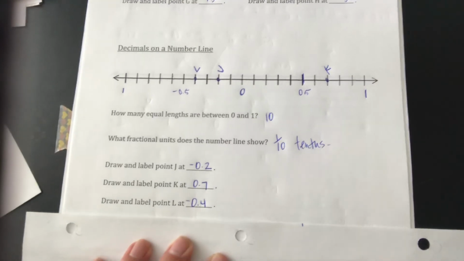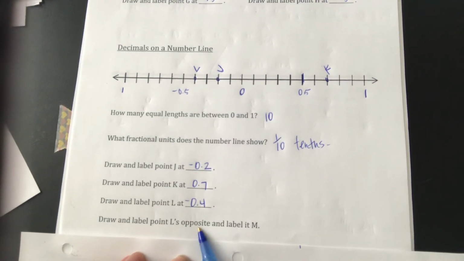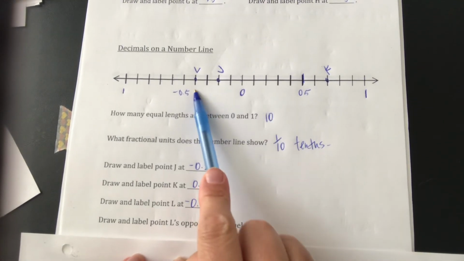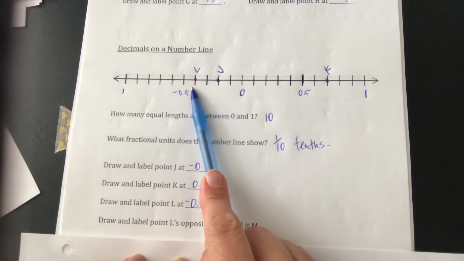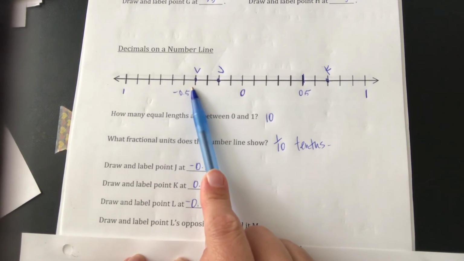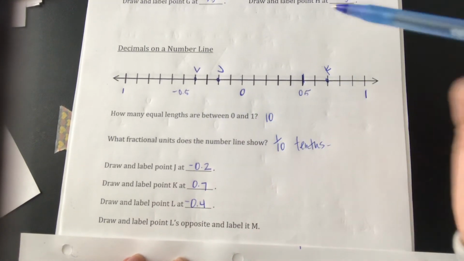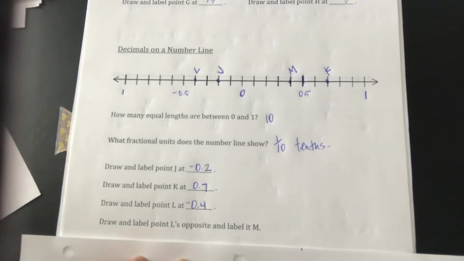Okay, and then the very last question says draw and label point L's opposite and label it M. Well, point L's opposite was -0.4, so the opposite would be +0.4, 1, 2, 3, 4. And I'm going to put a point on there, and I'm going to label it M.